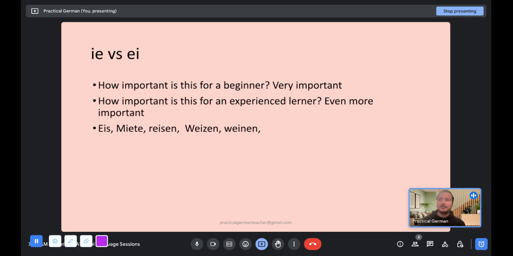So I want someone to read these words for me. Who wants to read? Lakshmi, do you want to read, if you don't mind? Yeah, sure. Ice, meter, reisen, Weizen, weinen. Meanings, if you know, or you can guess.